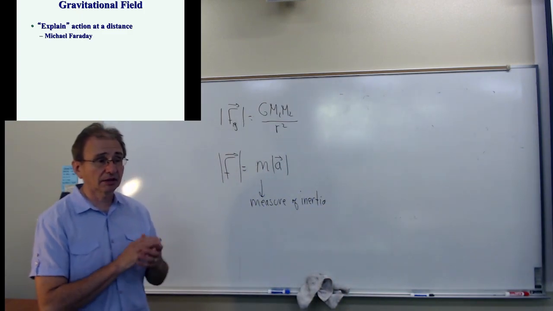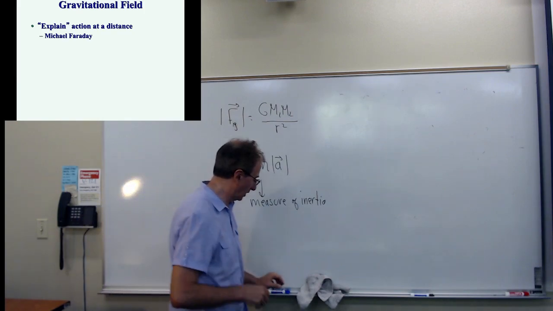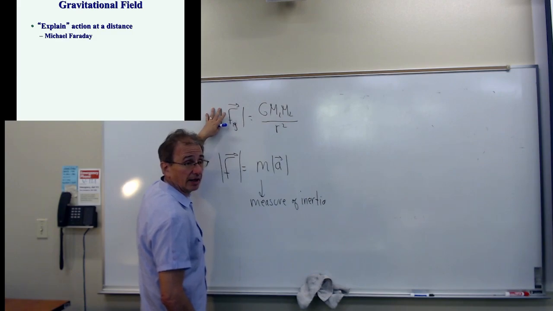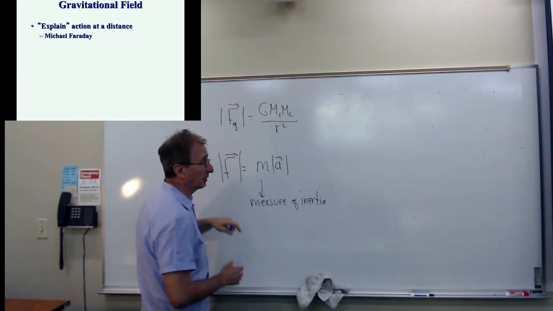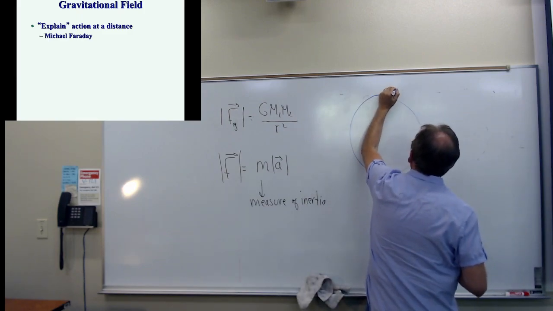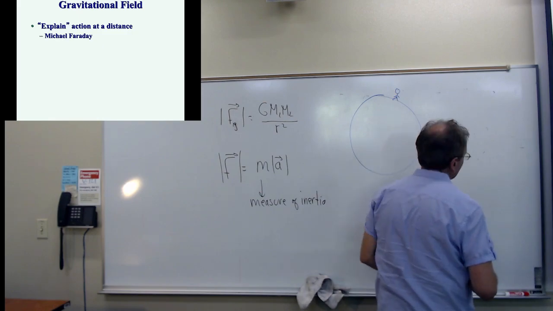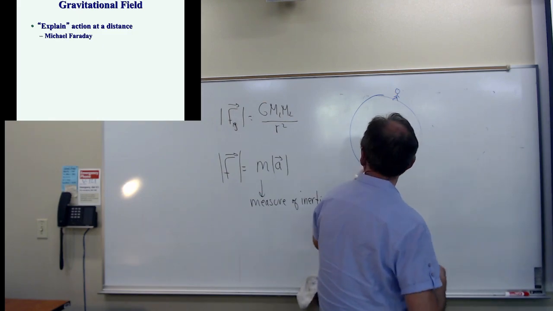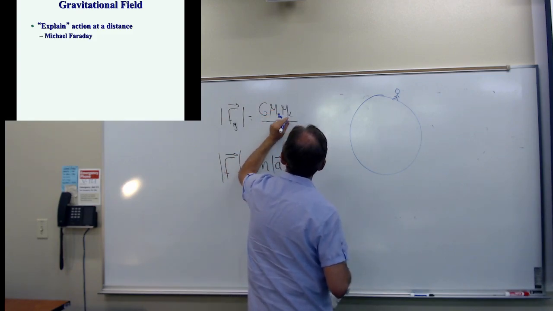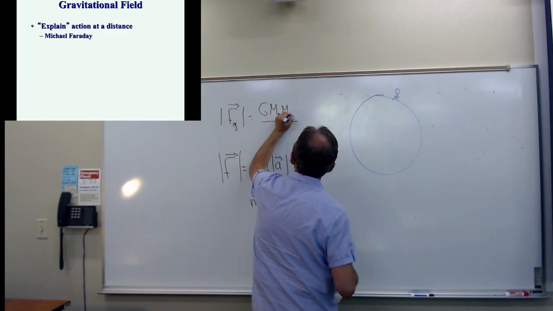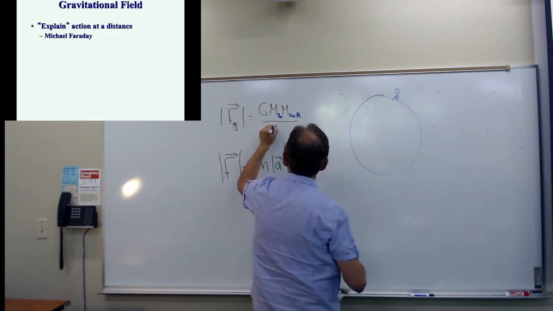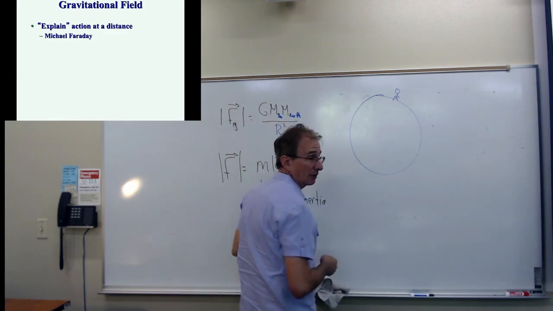I want to talk about the field concept. And what is a field concept? Well, you take the gravitational force and divide it by a mass. So let's pretend you're on the Earth. The gravitational force of attraction between you and the Earth is going to be your mass, the Earth's mass, and of course, since you're on the surface of the Earth, it's the radius of the Earth.